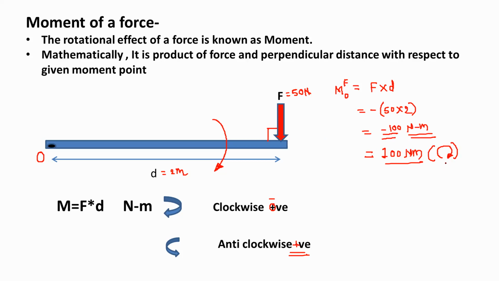So clockwise direction means what? When we take this value for the calculation, we have to take this as a minus value. This is just a representation: 100 Newton meter and clockwise means it is a negative value. So I hope you understand the concept of moment and how to decide the direction. Clockwise is negative and anti-clockwise is positive.